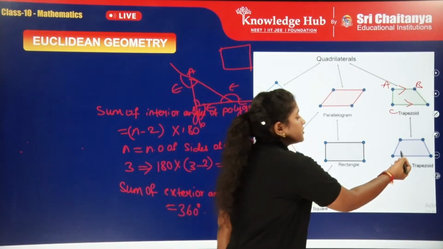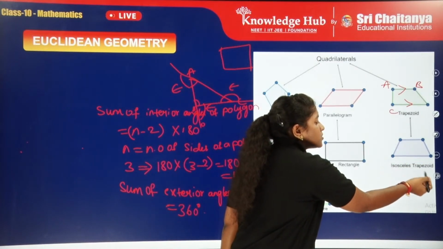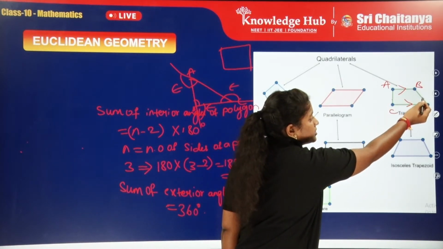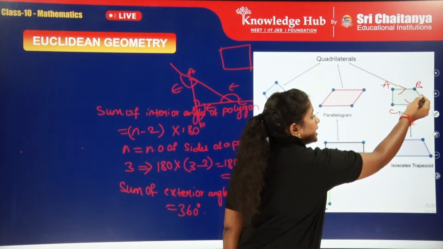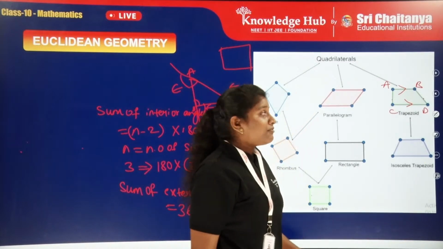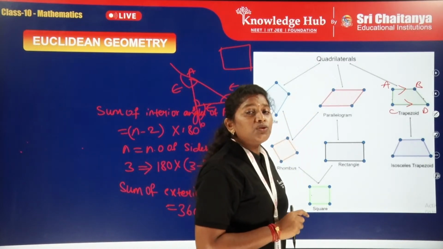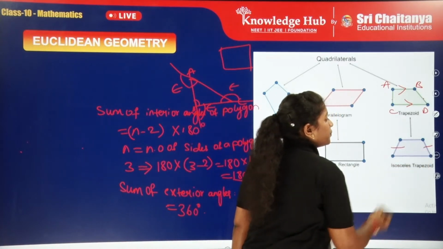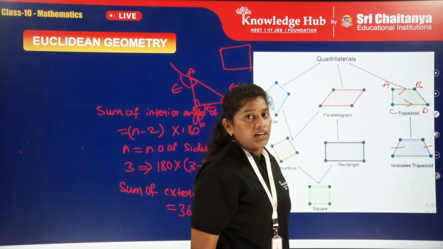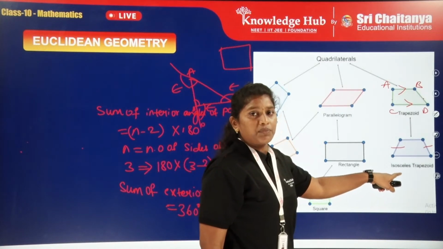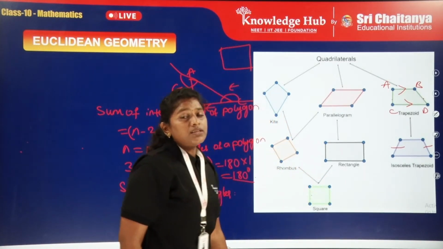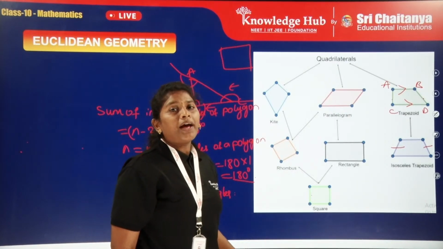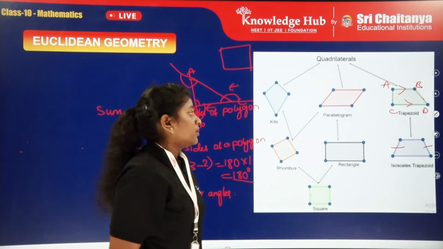A trapezium can further be classified as an isosceles trapezoid. If you observe, these two are the non-parallel sides, that means AC and BD. If the lengths of the non-parallel sides are equal, then we get the isosceles trapezoid. So an isosceles trapezoid can be formed from the trapezoid by making the non-parallel sides equal.